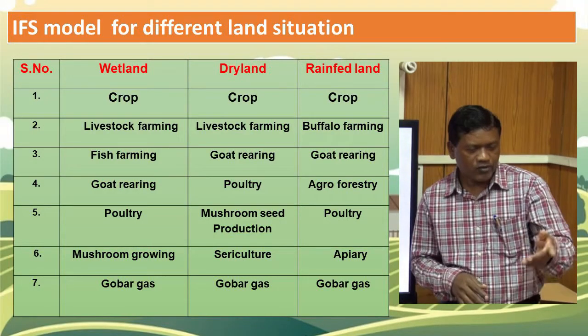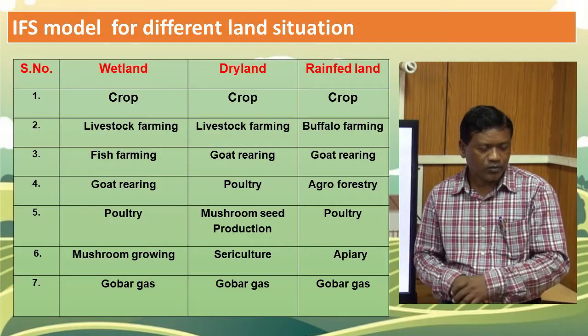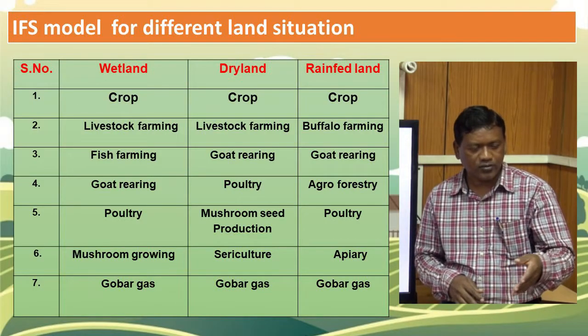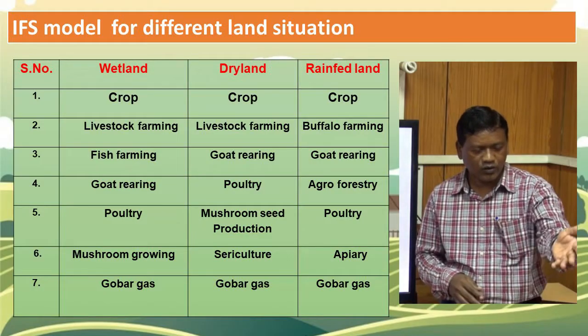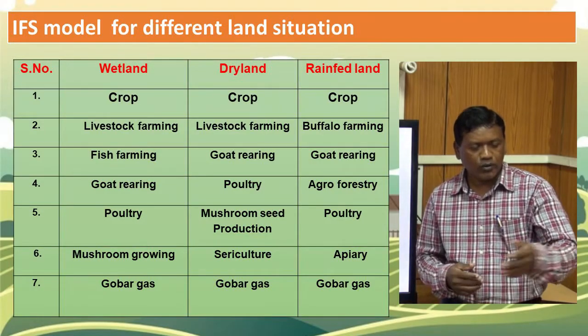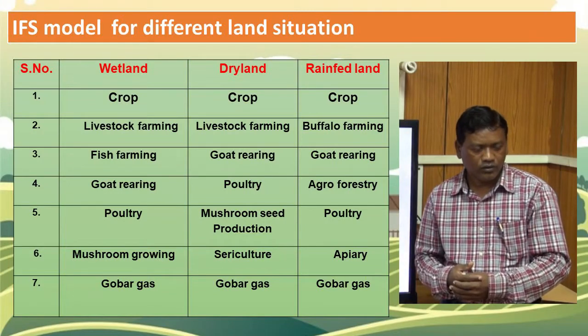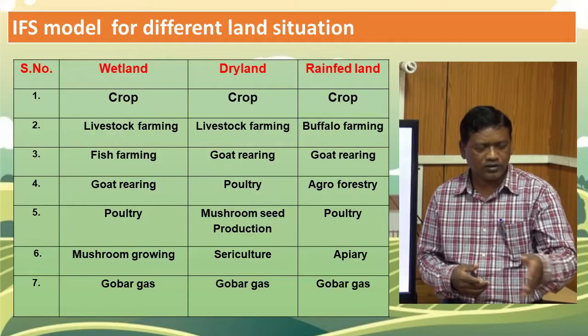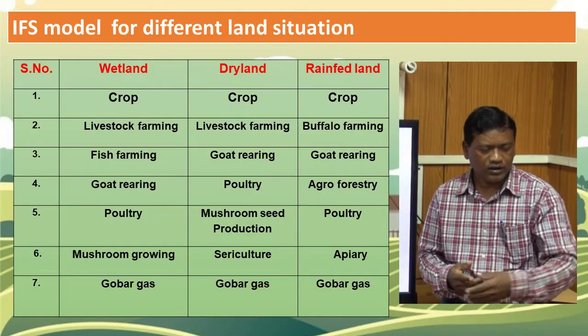In this situation, livestock should be there: fish farming, goat rearing, poultry, mushroom, and gobar gas. Because in this system, if livestock is there, then you can install gobar gas units. Gobar gas and vermicompost, all of these you can adopt in wetland situations.